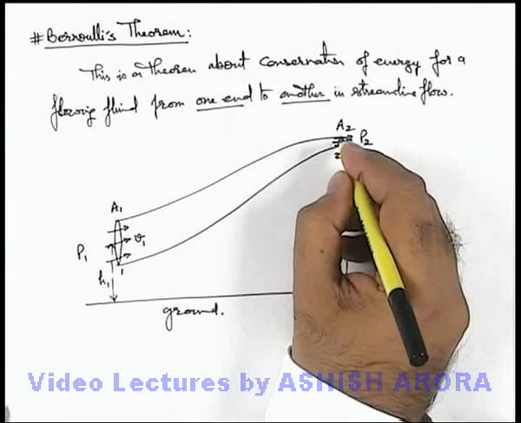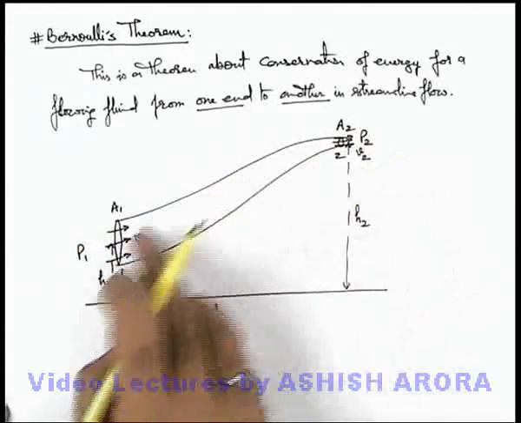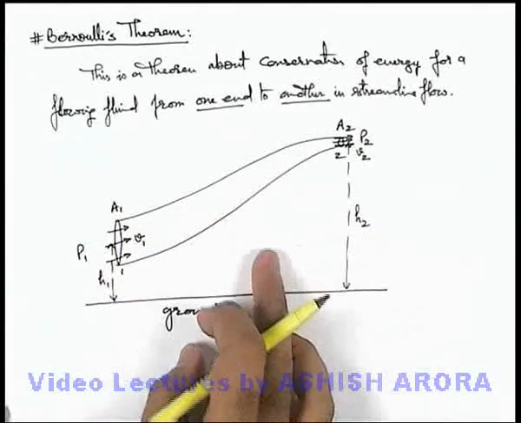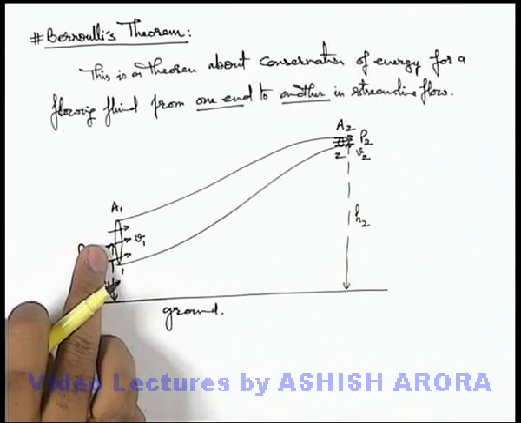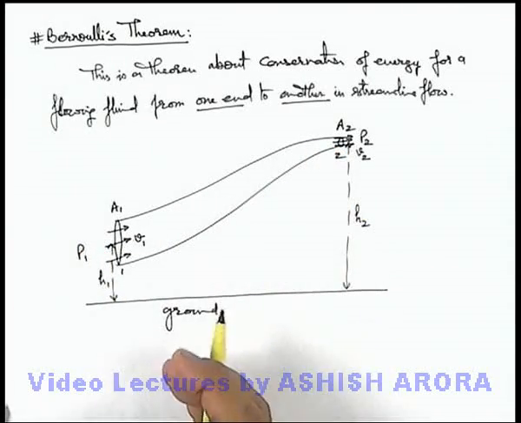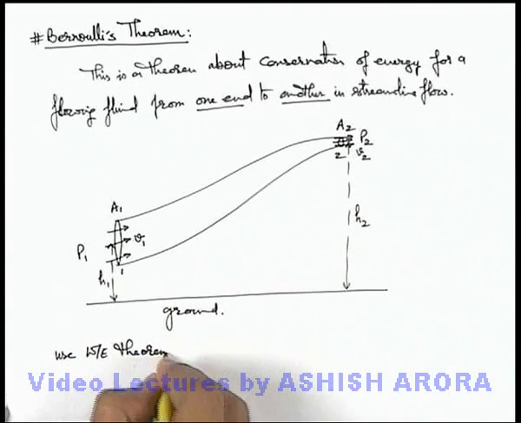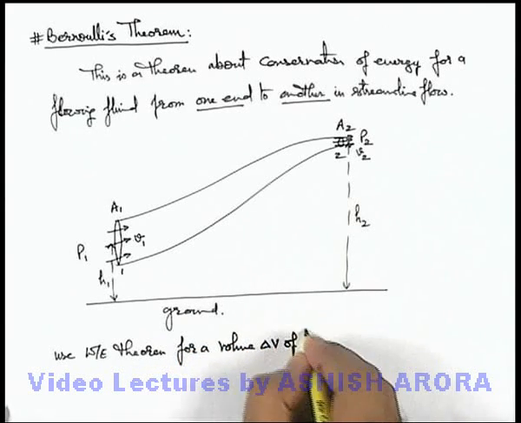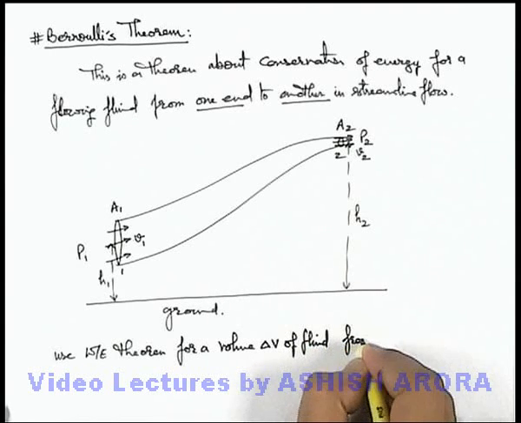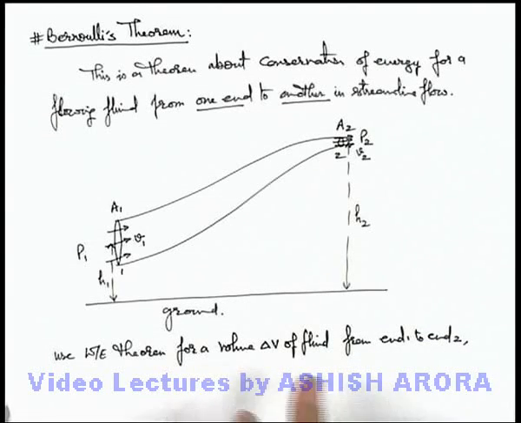As we know well, if cross-sectional area reduces, flow velocity increases. Say the pressures are P1, P2, V1, V2 are the velocities and A1, A2 are the cross-sectional areas. In this situation, we apply the basic work energy theorem for the flowing fluid from end 1 to end 2. We use the work energy theorem for a volume delta V of fluid from end 1 to end 2. Let's see what we'll be getting.